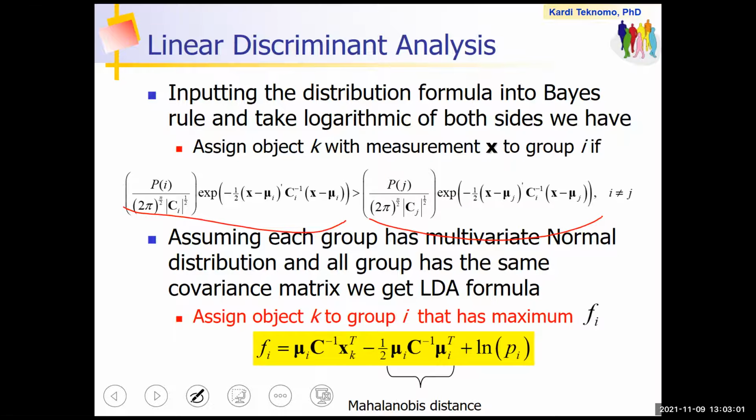Then let's assume that the probability distribution for each group is a normal distribution, and all groups have the same covariance matrix, then we get the LDA formula. So this is the LDA formula. You will assign the object k to group i that has the maximum score. So f_i here is a score. If you look at this formula, what is this? This is again the Mahalanobis distance.